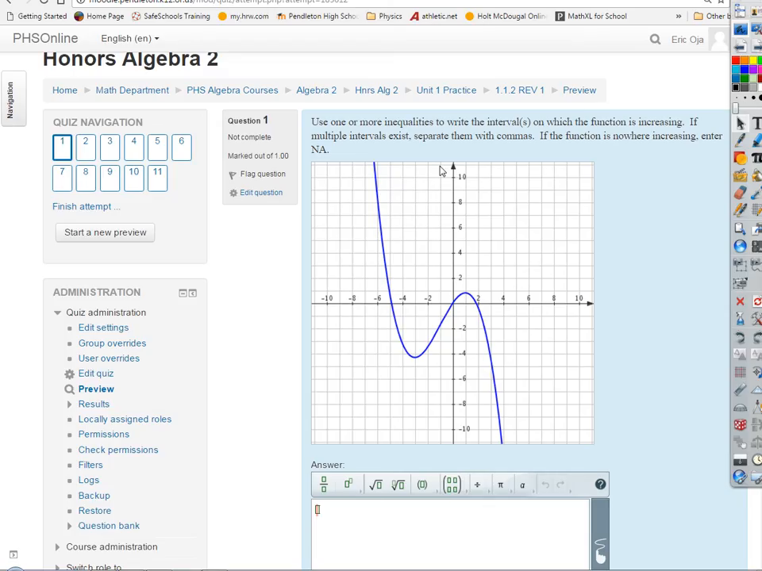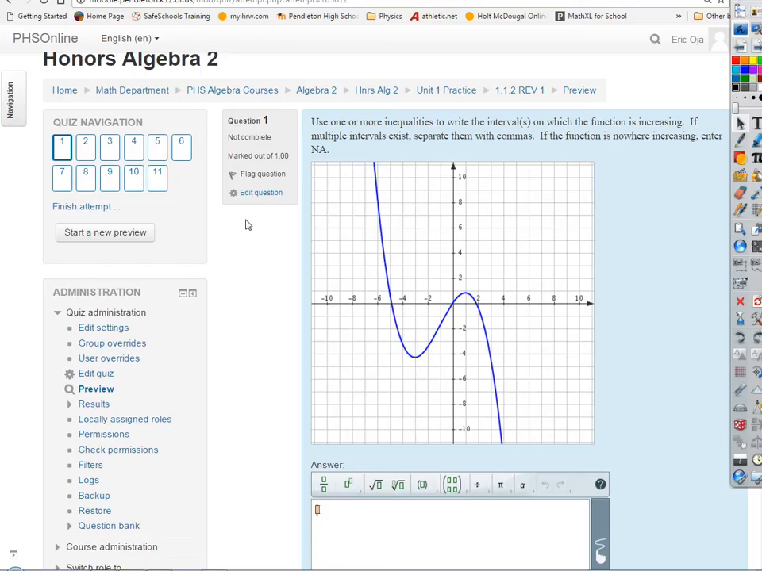Okay, video solution for Module 1, Lesson 2. This is the first part of the review. So let's see here. We want to use one or more inequalities to write the intervals on which the function is increasing. If multiple intervals exist, separate them with commas. If the function is nowhere increasing, enter NA.